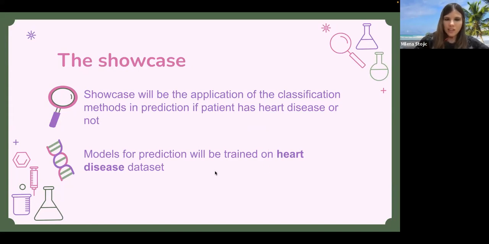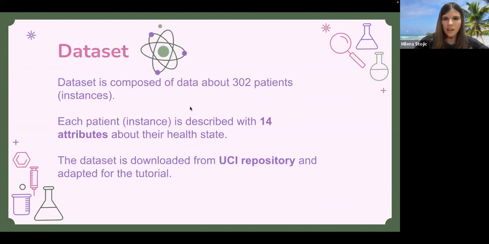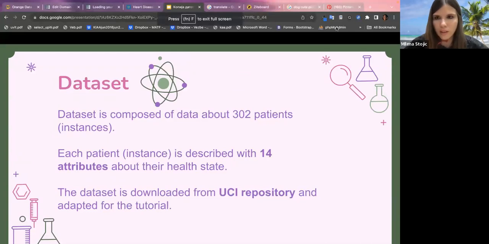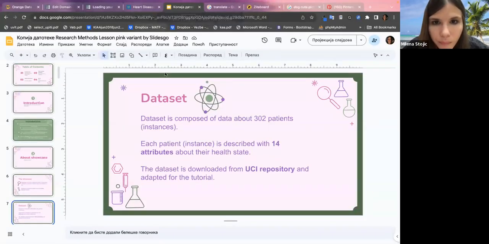We will work on the heart disease data set. This is a data set about 302 patients. Each patient is described with 14 attributes about their state. One of these attributes tells us whether the patient has heart disease or not. And this data set is downloaded from the UCI repository. I will now show this repository to you.